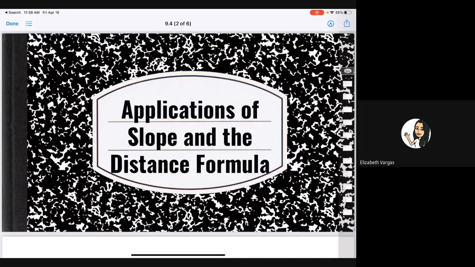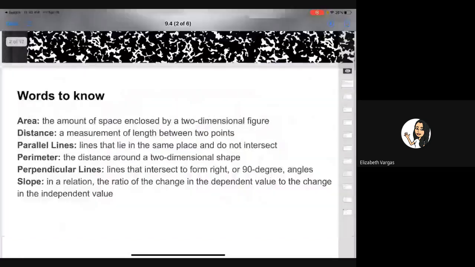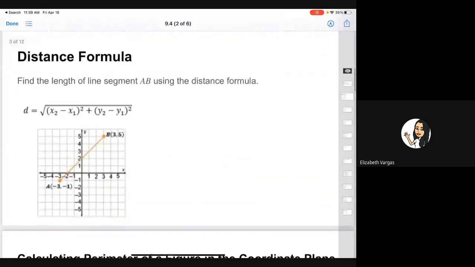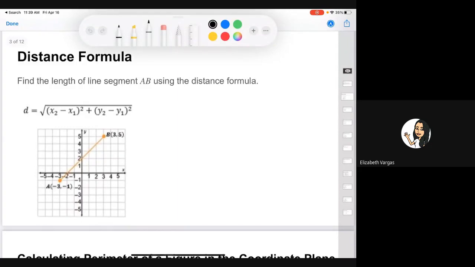Applications of the slope and the distance formula. We have worked with the slope and distance formula many times before, but we're basically going to just review how we can use these different formulas when it comes to geometry. So just a review of the distance formula. This is the distance formula. Basically, you can use it to find the distance between 2 points.